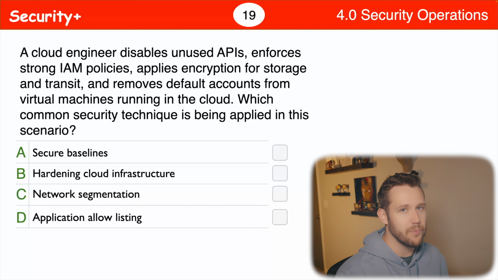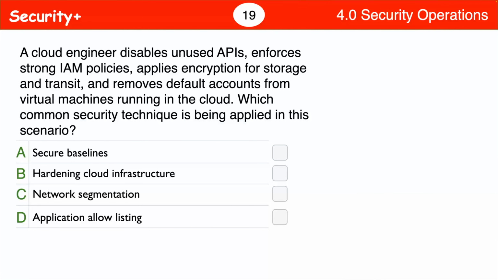So anyway, let's go into the process of elimination now, and we can start by eliminating C, network segmentation. This divides environments on a network level, but doesn't cover IAM or anything like API restrictions. Next, we can eliminate D, application allow listing. Now, this would control software execution and is a list of what is allowed to be executed, but it has nothing to do with the question at all.